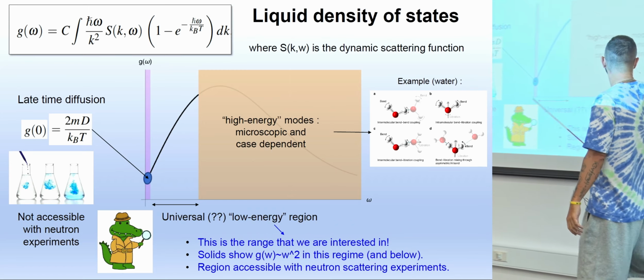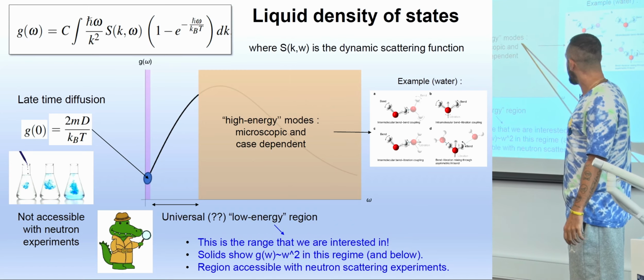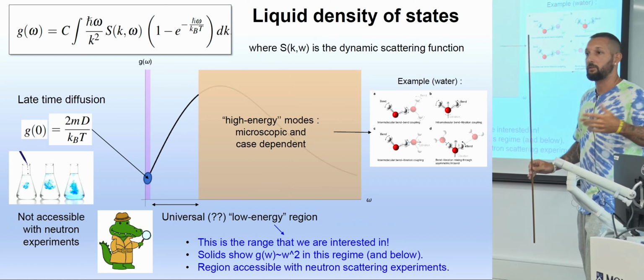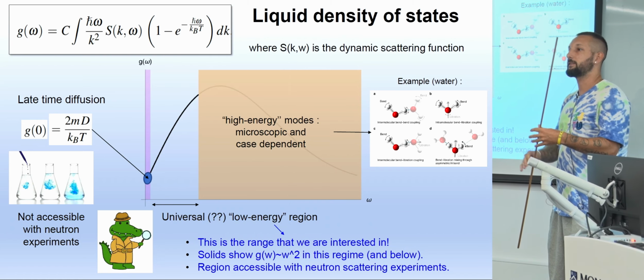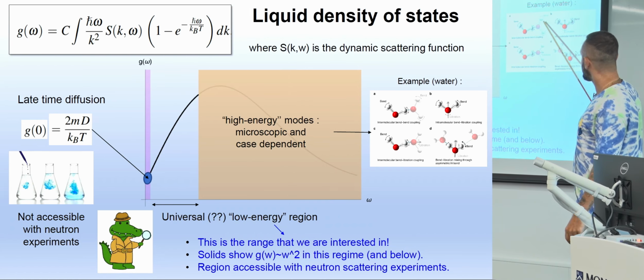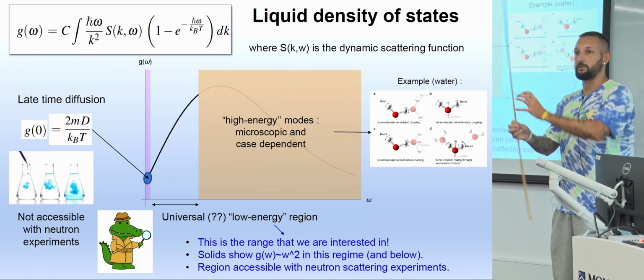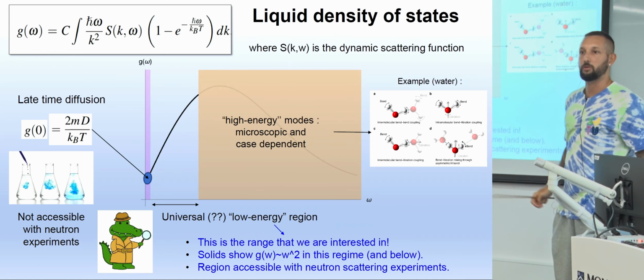So the density of states of a liquid at high frequency is very complicated, as in a solid, so it's related to the many excitations that you have. For example, you can see this is for water. You have a huge amount of bending and twisting of all possible molecules.